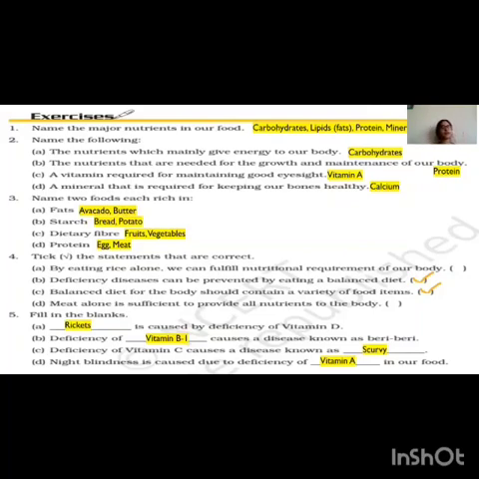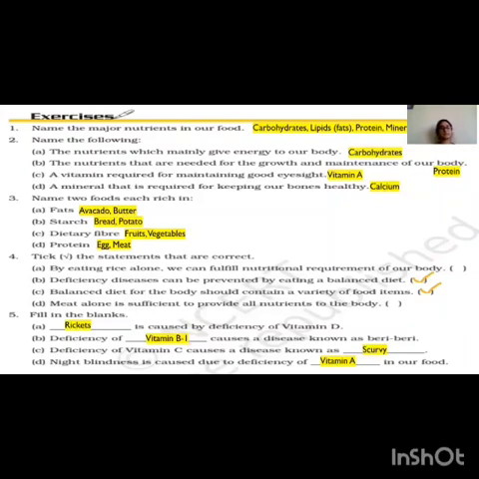Yeah. Next is a mineral that is required for keeping our bones healthy. Now you need to understand that vitamins and minerals are two different things. Yeah. So a mineral that is required for keeping our bones healthy is calcium. Yeah, as I said before, dairy products have calcium, and calcium helps to keep your bones healthy. But then again, a vitamin that is required for keeping our bones healthy is vitamin D. Okay, so vitamins and minerals are two separate things. So this was a trick question.